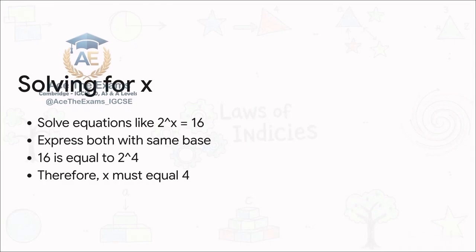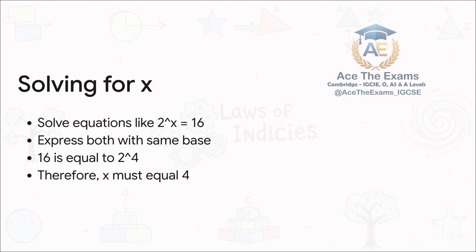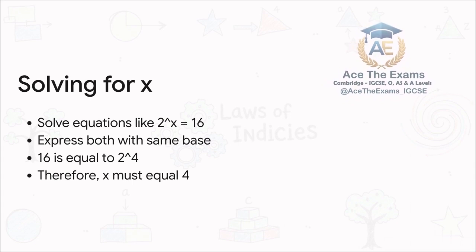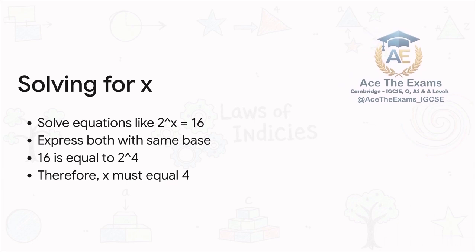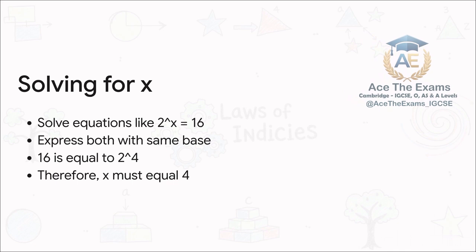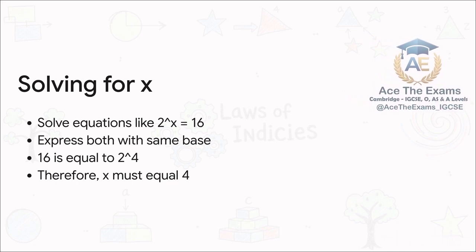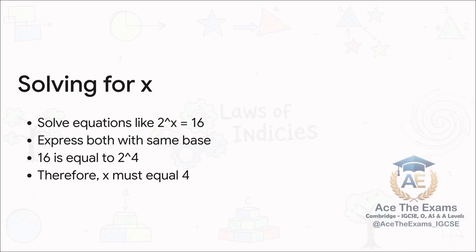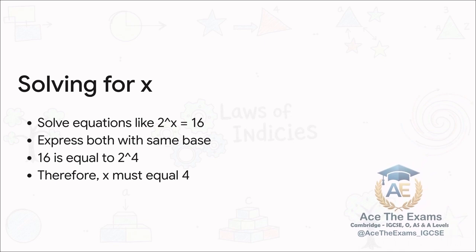The absolute best trick here is to force both sides of the equation to speak the exact same language. You need to rewrite them so they share the exact same base number. Once you do that, it instantly exposes the hidden index. For example, if you're given the equation 2 to the power of x equals 16, ask yourself, can I express the number 16 as a base of 2? Yes, you absolutely can. 16 is exactly the same thing as 2 times 2 times 2 times 2, which is 2 to the power of 4.